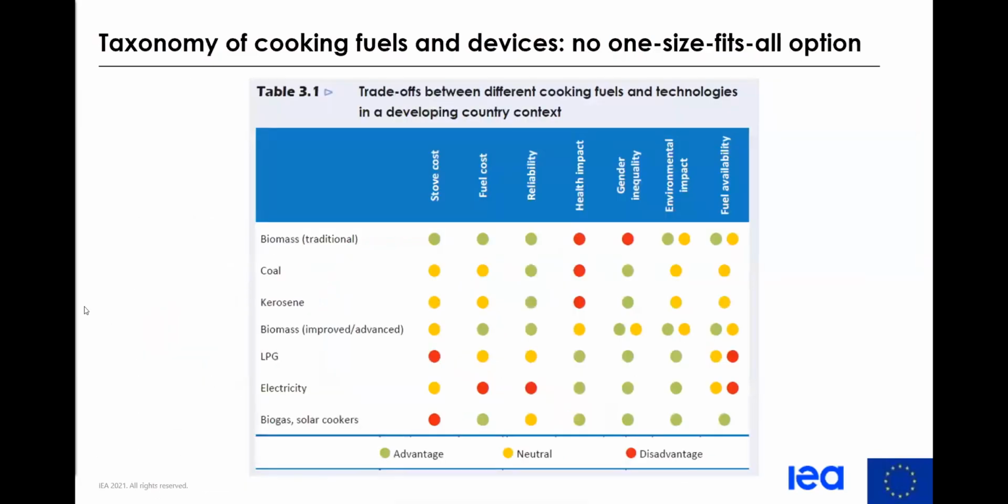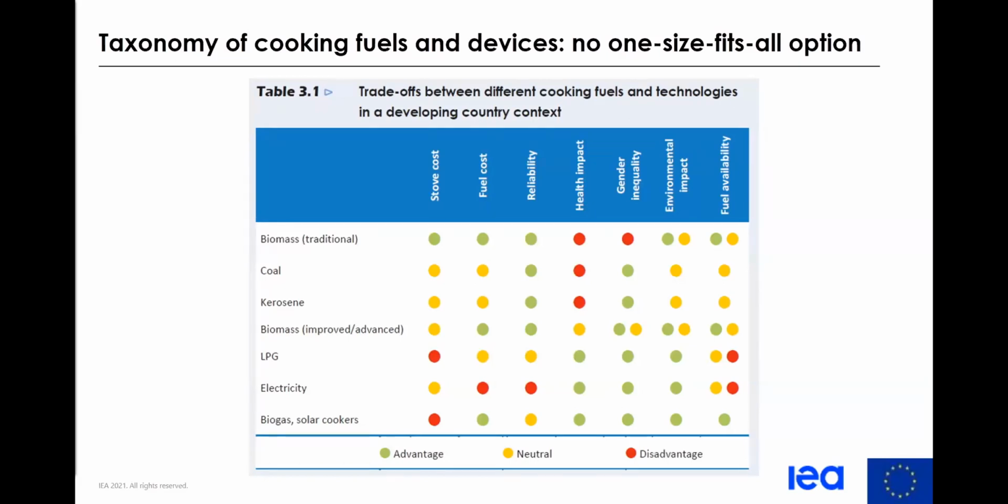At the IEA, we have tried to analyze the trade-offs between the different cooking fuels and technologies and gave them a score based on different criteria. There is the stove cost, so the traditional biomass is most advantageous because you just need to put free wood. For fuel costs, here you have to pay for electricity or LPG, and this is a disadvantage because here we have a problem of affordability.